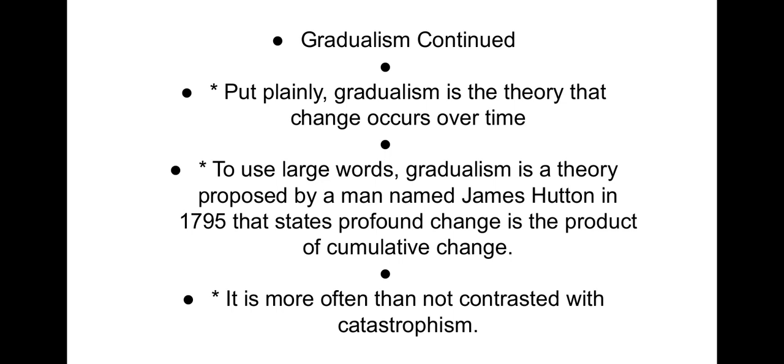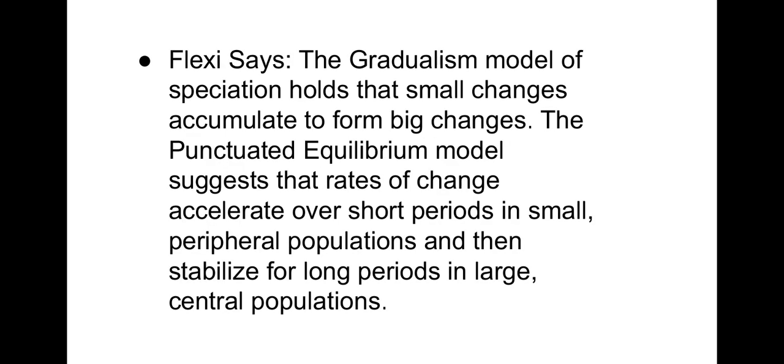Gradualism, continued. Put plainly, gradualism is the theory that change occurs over time. To use larger words, gradualism is a theory proposed by a man named James Hutton in 1795 that states that profound change is the product of cumulative change. It is more often than not contrasted with catastrophism.